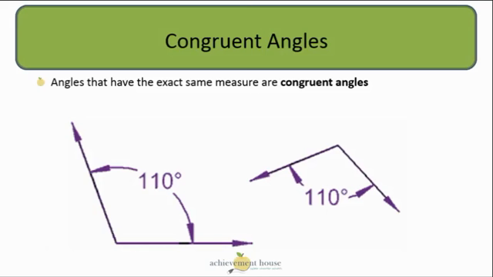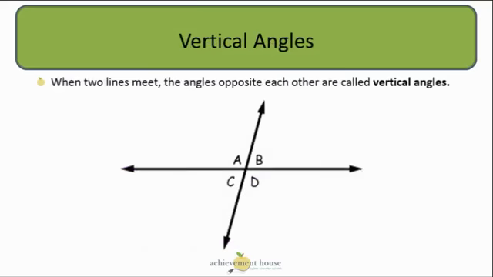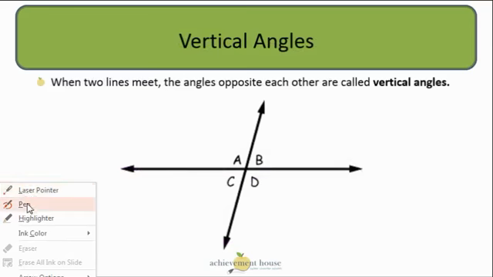Angles that have the exact same measure are congruent angles. No matter how they're situated, turned or flipped or rotated or mirrored, if they have the same measure, they are congruent angles. All right, we talked in the previous lesson about when two lines meet, they make four angles.